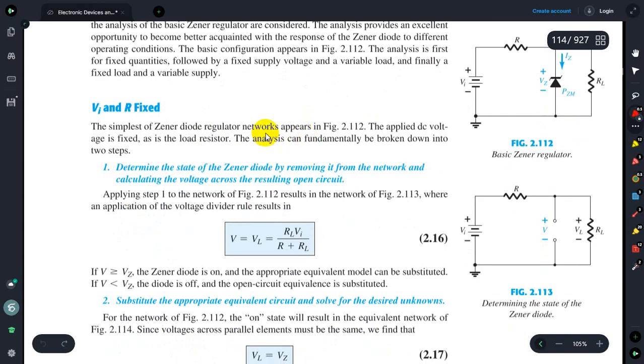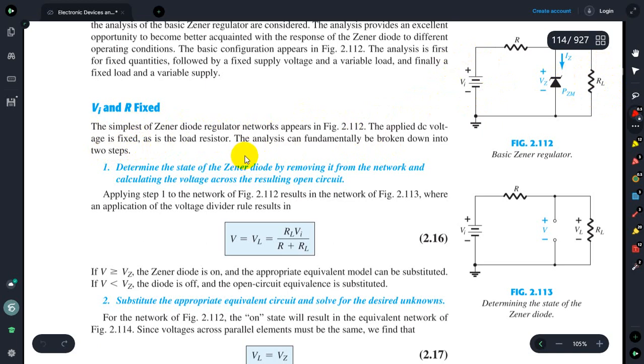So first, consider this situation: Vi and RL are fixed quantities. Input voltage is fixed and load resistance is fixed. The simplest of zener diode regulator networks appears in this figure. The applied DC voltage is fixed, as is the load resistance RL.